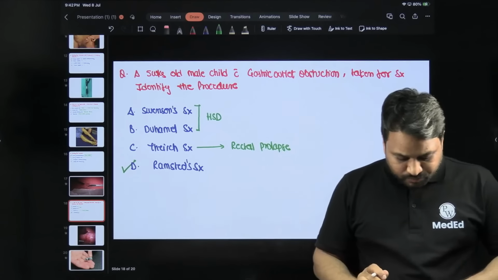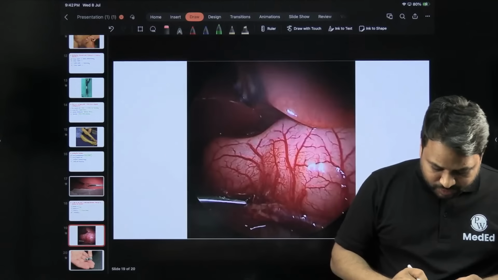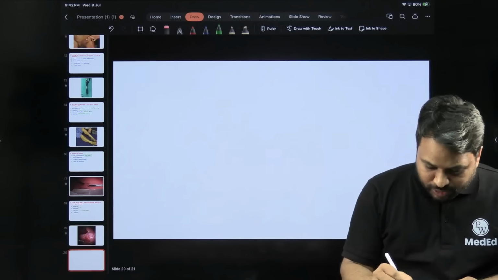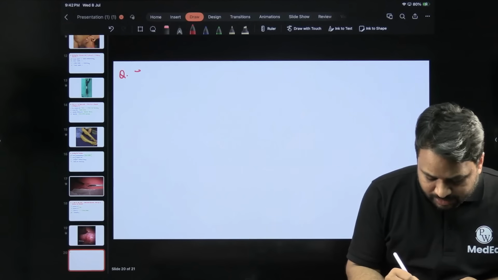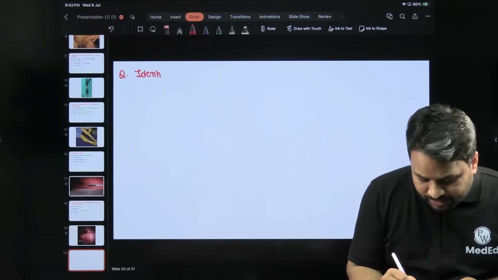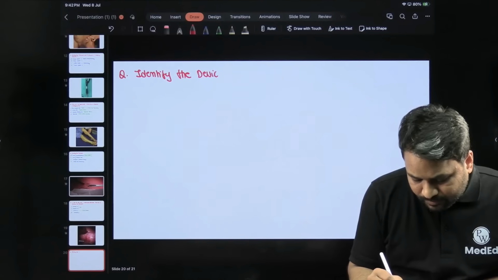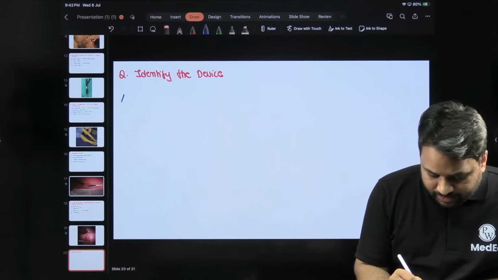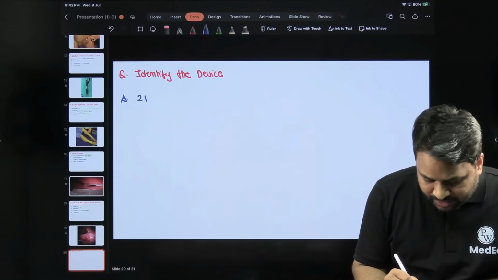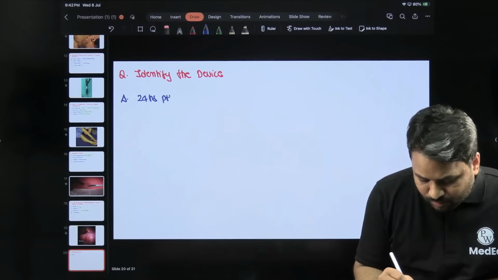Right. Now, the last question that we have for today is going to be identify the instrument, or rather identify the device. Option A, is it a 24 hours pH monitor?